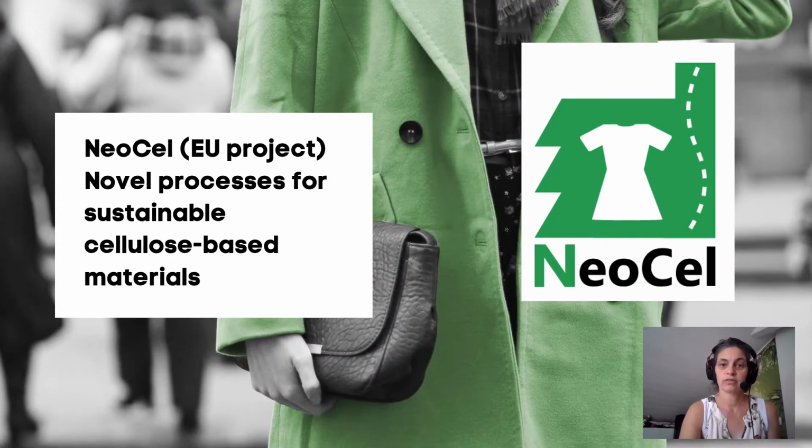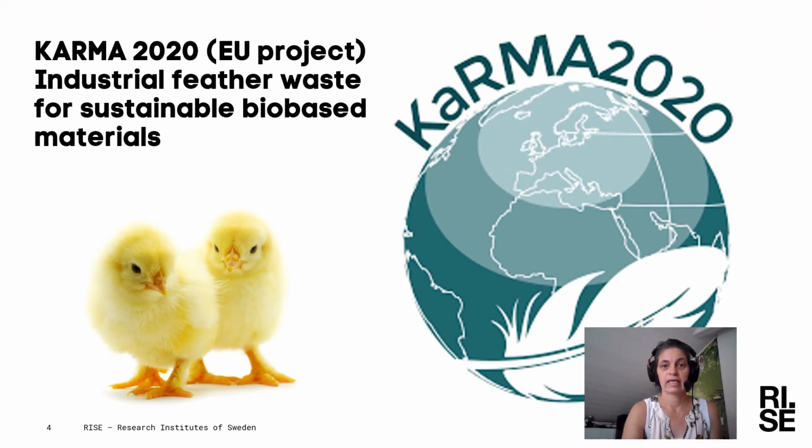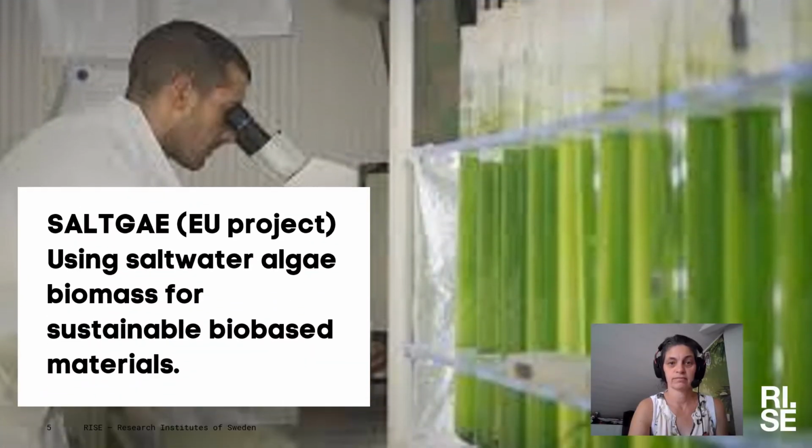So the first research project is NeoCell. The NeoCell project aims to develop new textile processes based on forest biomass. The second research project is Karma. And the Karma project aims to develop new value chains for bio-based waste, like feathers. The third research project is SLCA. The SLCA project aims to develop new algae-based process for saline wastewater treatment.